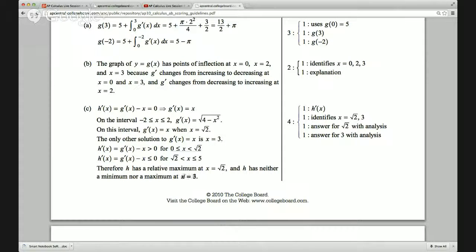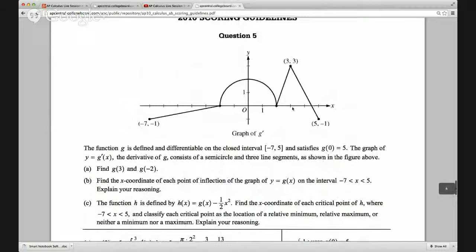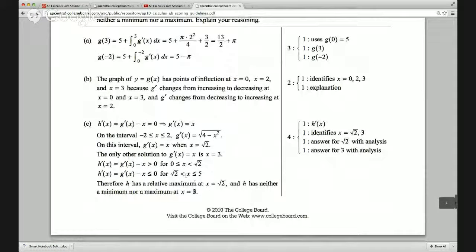I didn't evaluate that because we need to also pick one between 3 and 5, say 4. At 4, it's about at 1, and so that's still going to be negative. It's going to continue to be negative, which means neither maximum nor minimum.